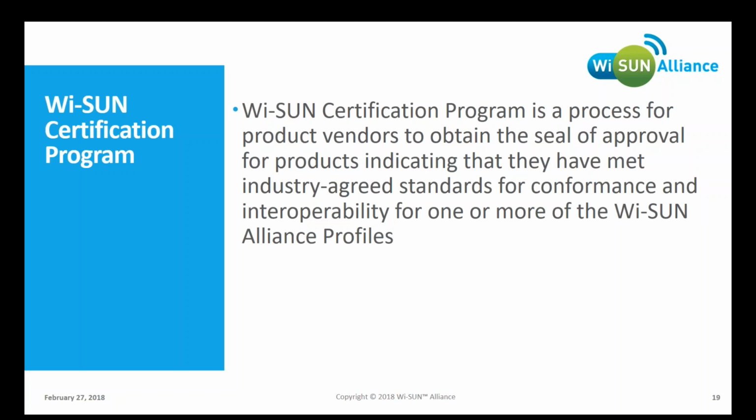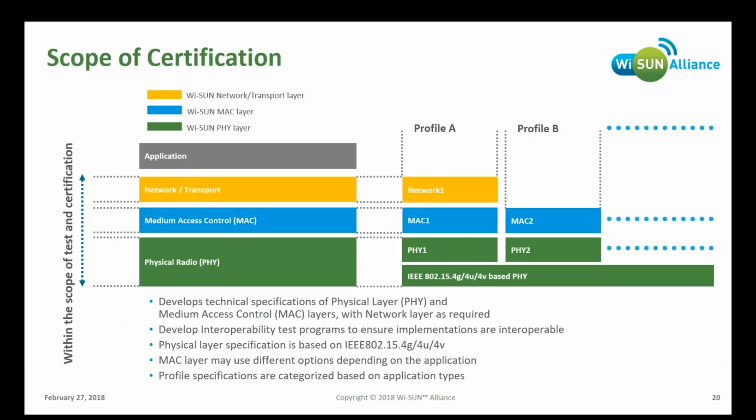So I will read this slide, the definition first, and then I will highlight a few keywords and do some elaboration. So the certification program is a process for product vendors to obtain the seal of approval for products indicating that they have met industry agreed standards for conformance and interoperability for one or more of the Wi-SUN Alliance profiles. So in the second line, you see the seal of approval. After certification testing, if the vendor passes all the tests, then you will be given a seal of approval in the form of a certified Wi-SUN logo, and then you will be provided the certificates for the products.